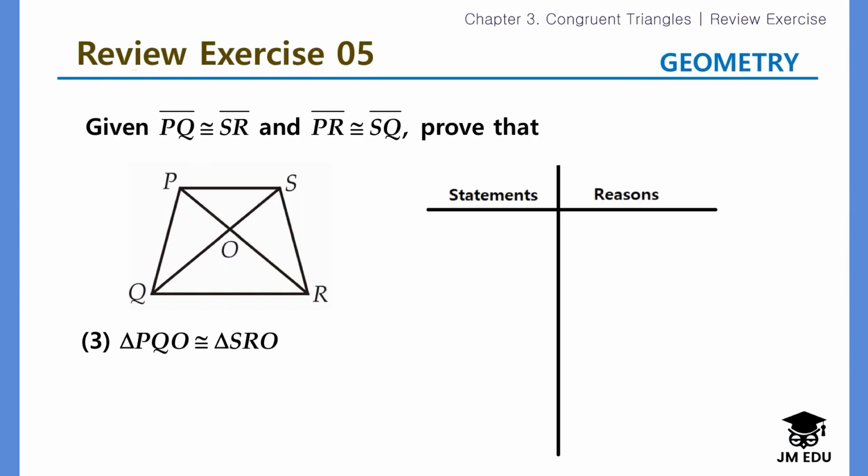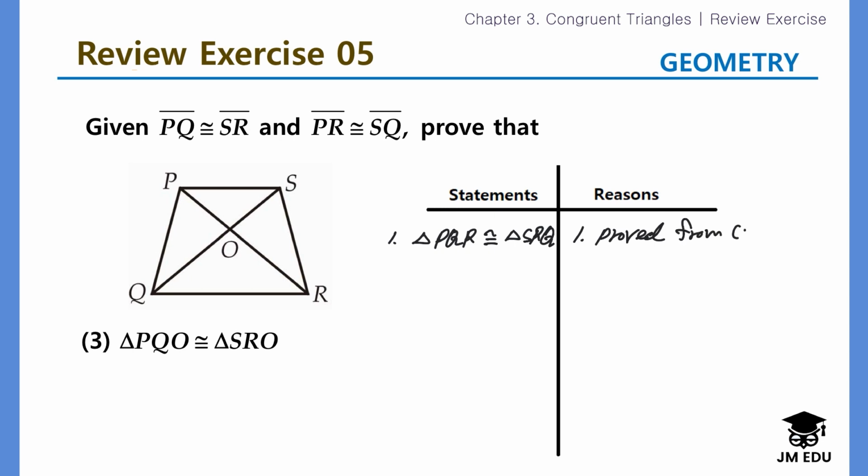Okay, number 3. Now we're going to prove triangle PQO, this small triangle, is congruent to triangle SRO, this small triangle right here. We already proved that this triangle right here, PQR, is congruent to SRQ, right? We proved, number 1, that triangle PQR is congruent to triangle SRQ. That was proved from number 1.